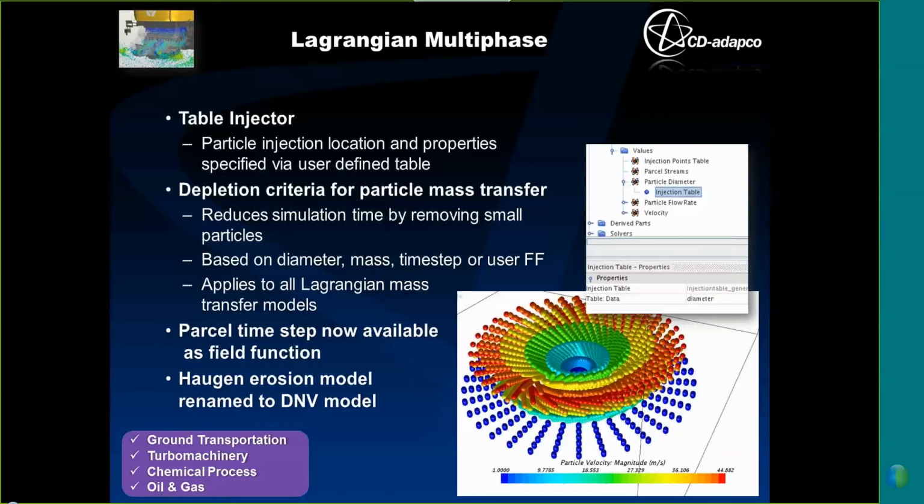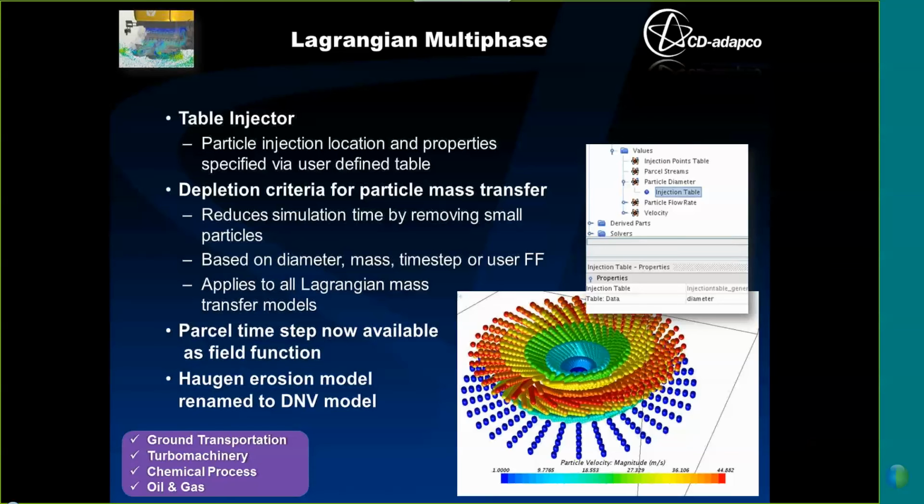We also have the ability to specify depletion criteria for cases with particle mass transfer. And the idea is that we want to reduce simulation time by removing small negligible particles. So you can choose to remove particles based on diameter, mass, time step, or some user-defined field function. And this applies to all the Lagrangian mass transfer models. So this should help you speed up your simulations by getting rid of negligibly small particles.